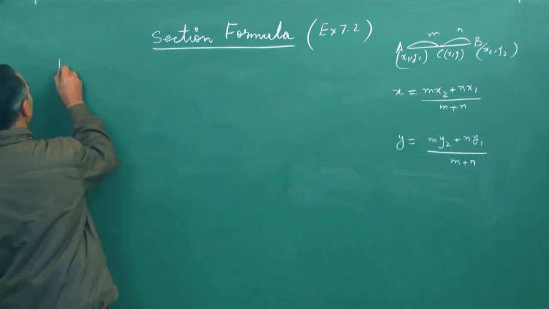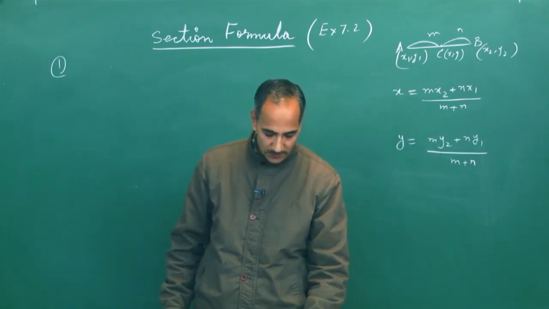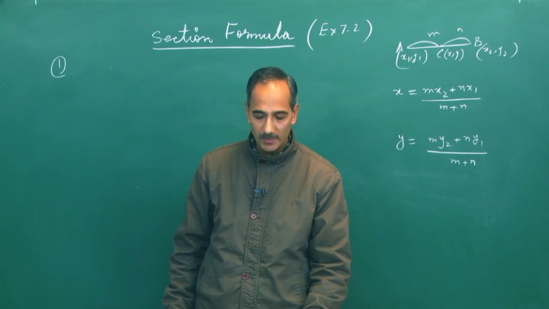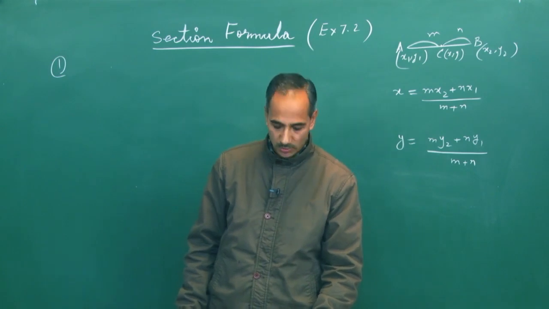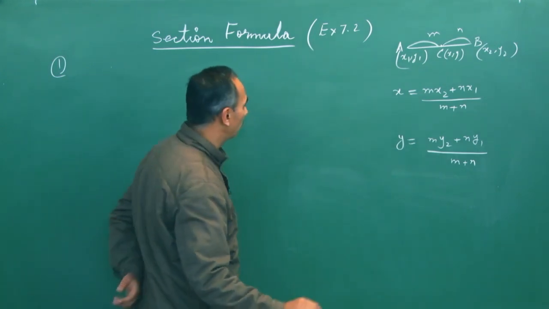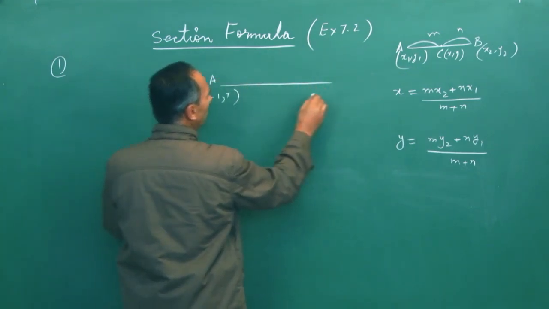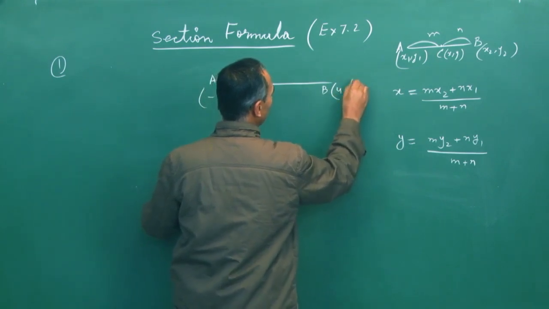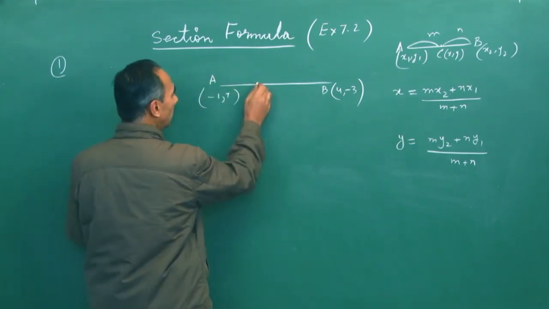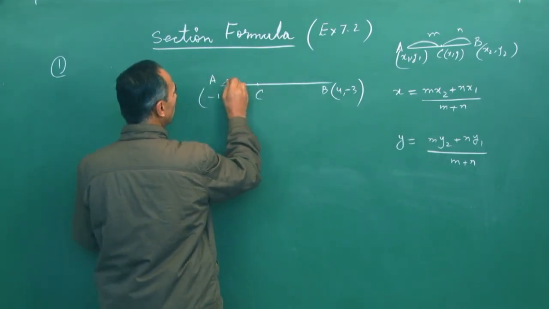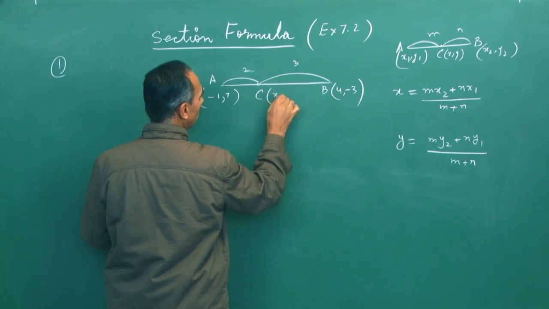First question of exercise 7.2 of your NCERT textbook. It says find the coordinates of the point which divides the join of -1, 7, that's my point A, and 4, -3, that's my point B, in the ratio 2 is to 3. So point A is -1, 7, point B is 4, -3, and the ratio is 2 is to 3. That means C is nearer to A. This is 2 units and this is 3 units. So I have to find coordinates of C.